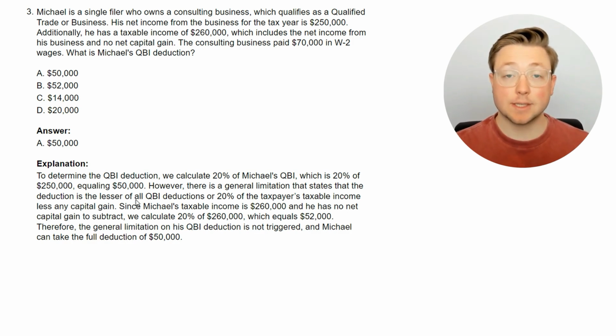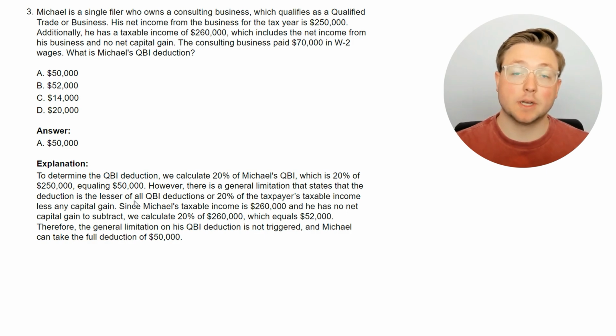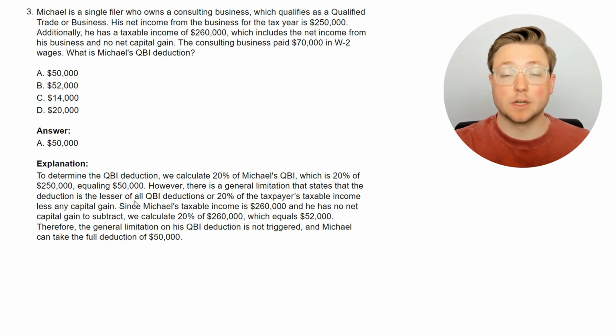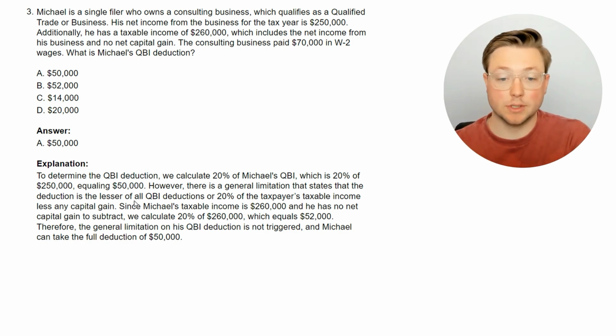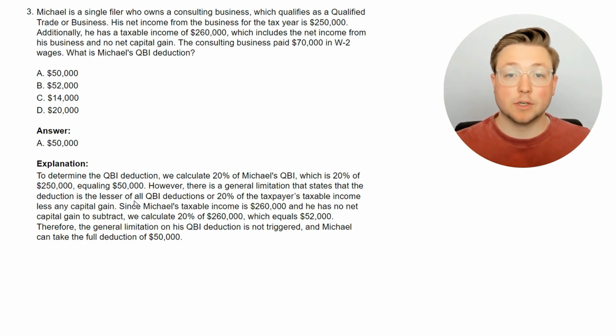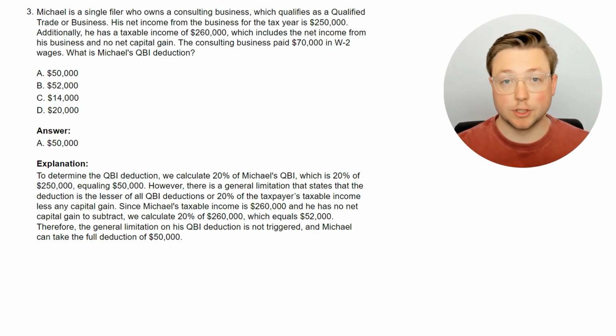And also, when it says lesser of QBI deductions, that's because you can have qualified business income from multiple different sources. So you calculate 20% of all that qualified business income and add that all up together, and then it's the lesser of that or the 20% of the taxpayer's taxable income less any capital gains. So again, this is a general thing that you want to consider for all QBI situations. So with learning that limitation, let's go to the next question.